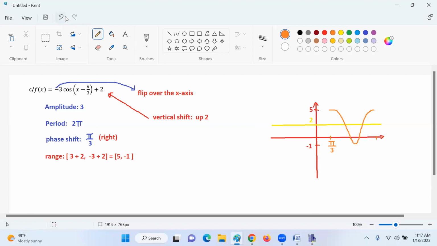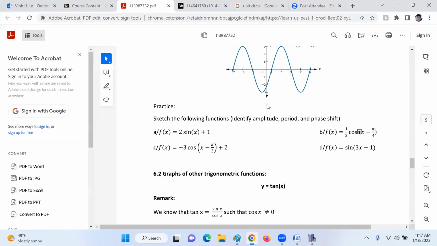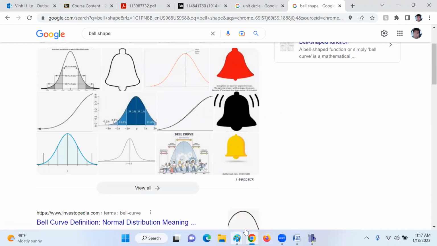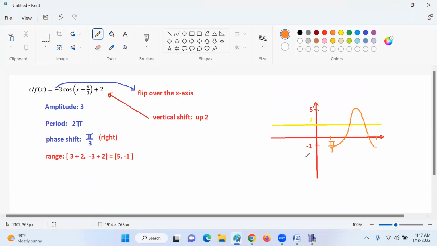We have a negative sign, so I flip over the x-axis, right? So I have to do the other way around. All right, that's it. It looks like the bell shape. The bell shape right here. Anyway. So are we good? 2 plus 1/3 is 7/3, so this one is 7 pi over 3. This is the endpoint. Usually you don't see this question.